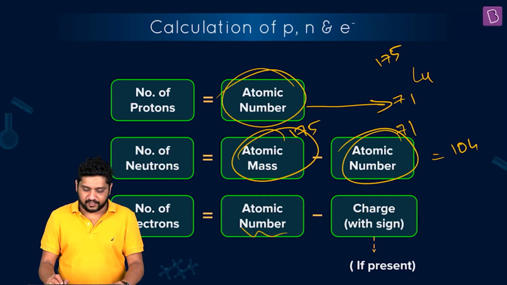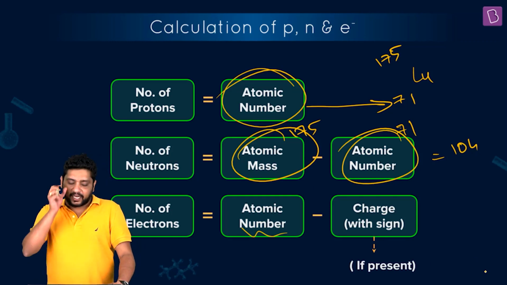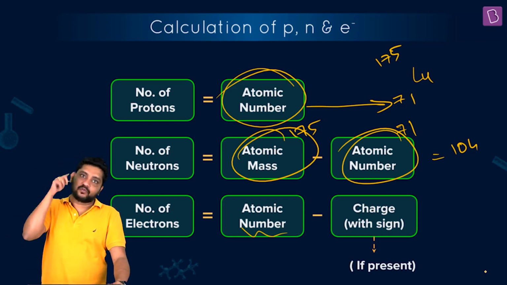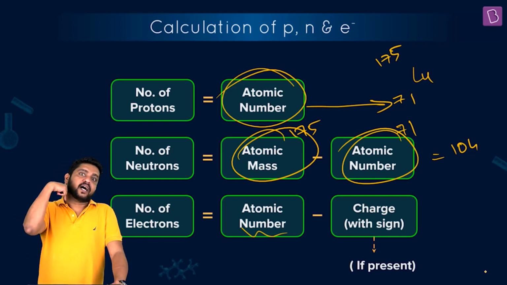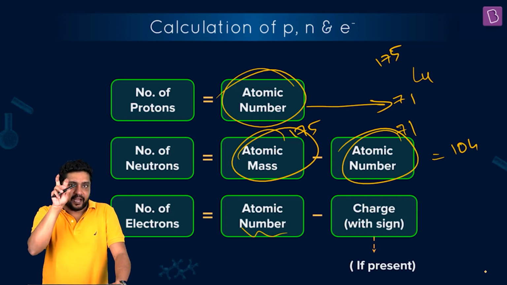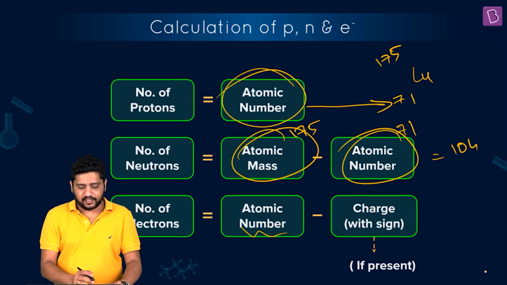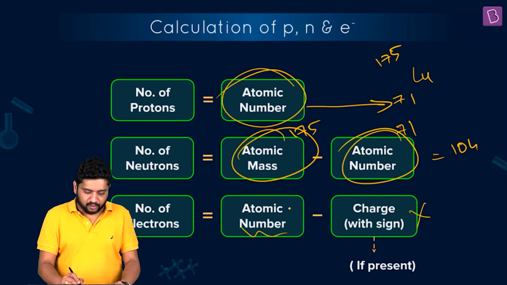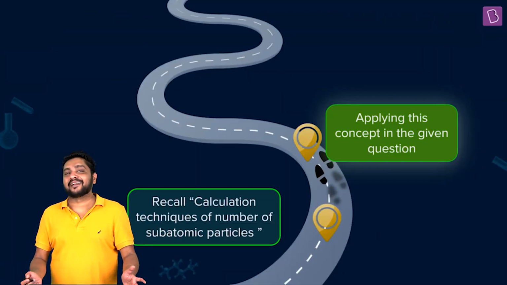Electrons will be the same as the number of protons. If there is any charge, then yes, we would have had to account for the charge, because a minus charge would mean more electrons. So the atomic number plus the magnitude of the charge will give us the number of electrons. But here we have a neutral atom, so the charge is 0. So the number of electrons is 71.